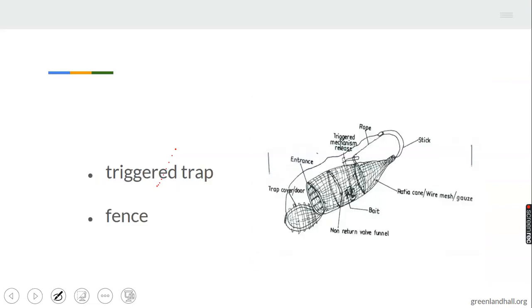Trigger trap. Trigger traps are made of wire or strong cane, and they have trap doors. You can see this. This is a trap door of a trigger trap. The traps are usually baited with some food. Fish food is usually placed inside the trigger trap to attract the fish. So when the fish comes close to the mouth of the trigger trap, a delicate trigger is released around the door region, and the door of the trap is closed behind the fish.